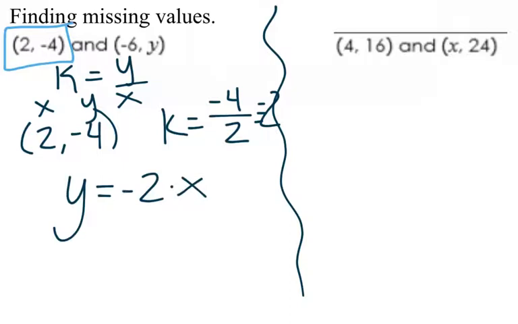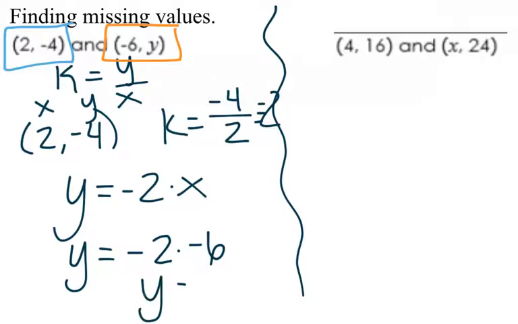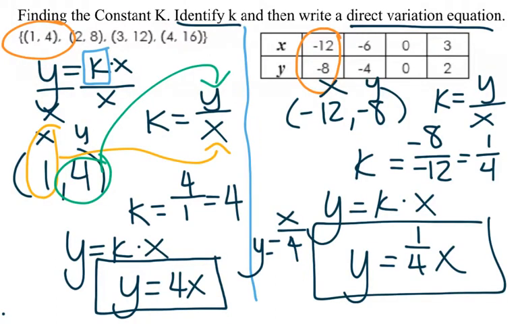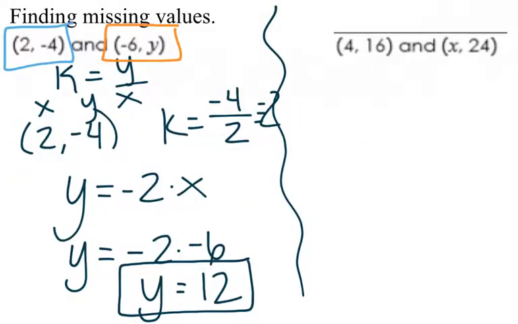I used the first point to figure out what k is and write the equation. The only new thing is that I need to find the missing value. It tells me that x is -6, and I'm trying to find y. So I'm going to replace x with -6 and do what it says. It says -2 times -6, which gives me a positive 12, so that missing value is a positive 12. It's just like the problems we did over here: we found the k, we wrote the equation, and then we used the equation to find what we were actually looking for. Same thing right here.